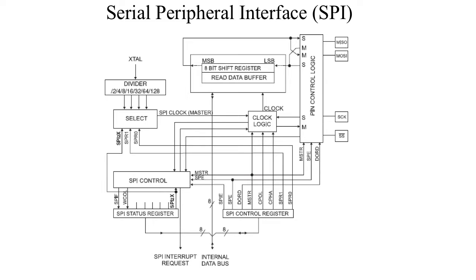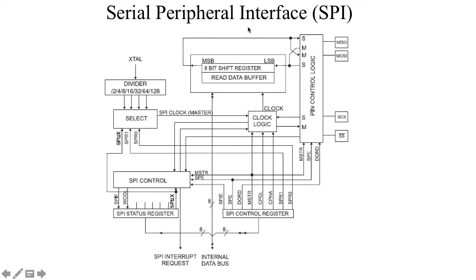And then here's your SPI control register. Here's the SPI status register. And let's see, what else do we need? There's MISO and MOSI coming out of the pin control logic, the serial clock, and the serial select. And this would go into a chip enable. So that's about it. Let's see what else we need.